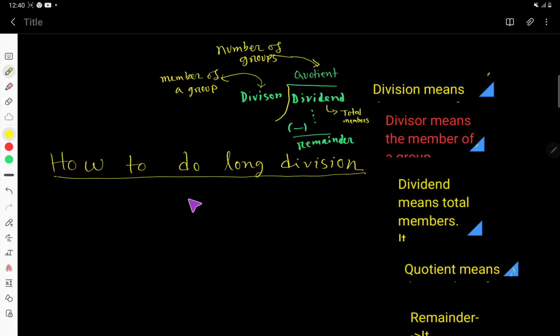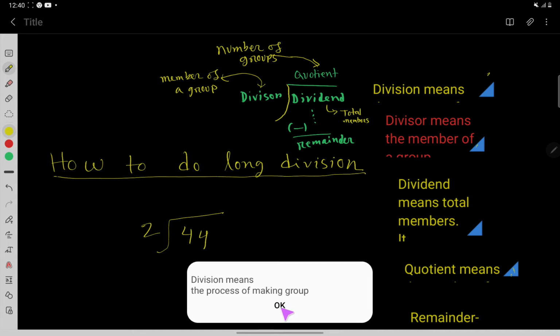So let us take an example. Let's say you have the number 44 and you would like to divide this number by 2. So here 2 is a divisor and 44 is a dividend. Divisor means member of a group and quotient means number of groups and dividend means total members, and division means the process of making group.